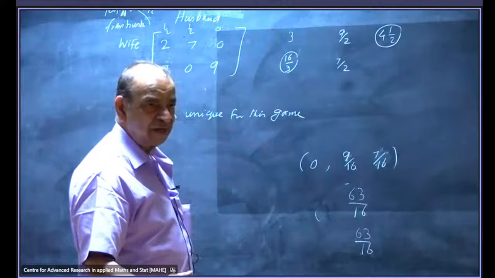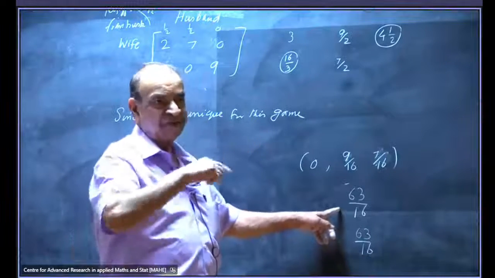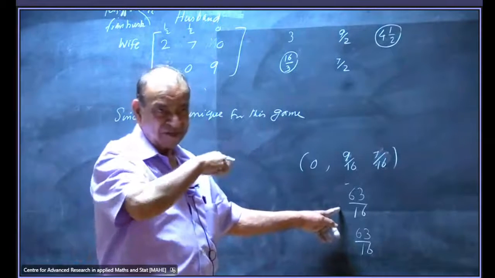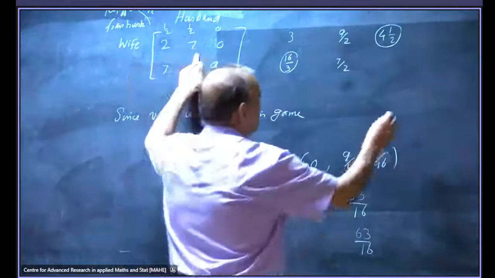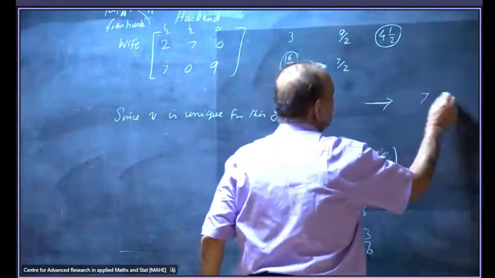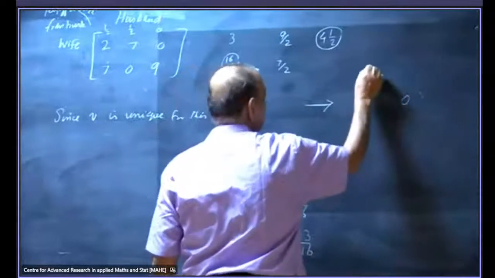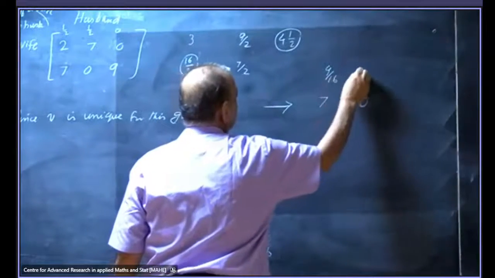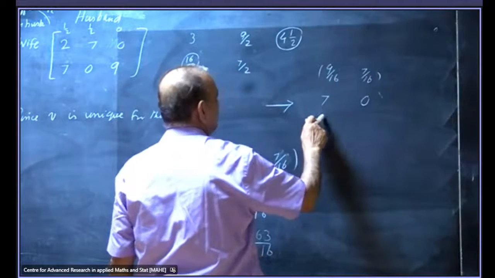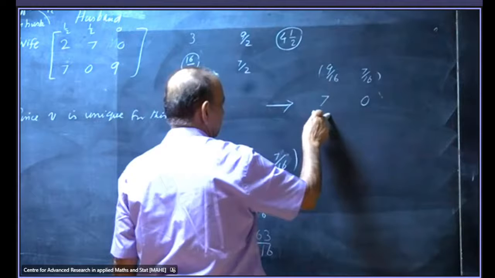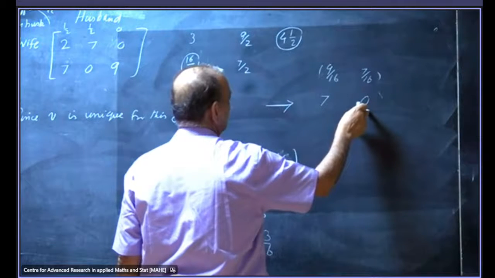Are you with me? Do you see it is 63 over 16? If you are not sure, tell me. Are you clear with this? No. Okay. So, the first row she is choosing. This guy is not choosing the first column. He is only choosing the second and third columns with 9/16 chance and 7/16 chance. So, 9 out of 16 times he will choose the second column. 7 out of 16 times he will choose the third column.